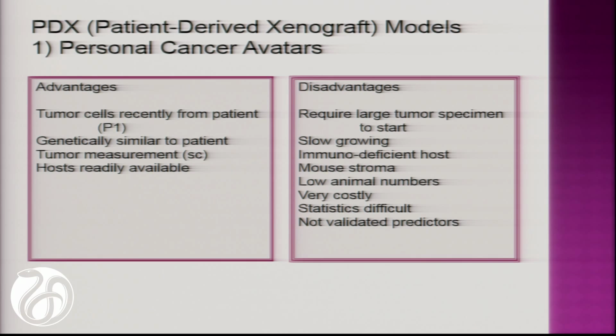These tumors are almost always implanted subcutaneously. The hosts are readily available, and these are usually NSG mice. The disadvantages are that you have to start with a relatively large tumor specimen, and so this is usually from the first surgery. These grow very slowly. So it may be 6 months, 9 months until you have enough tumor material to pass from P0 to P1. Again, in the next passage, it could be 6, 9 months before you have enough tumor material to do a study with. The hosts are immunodeficient.